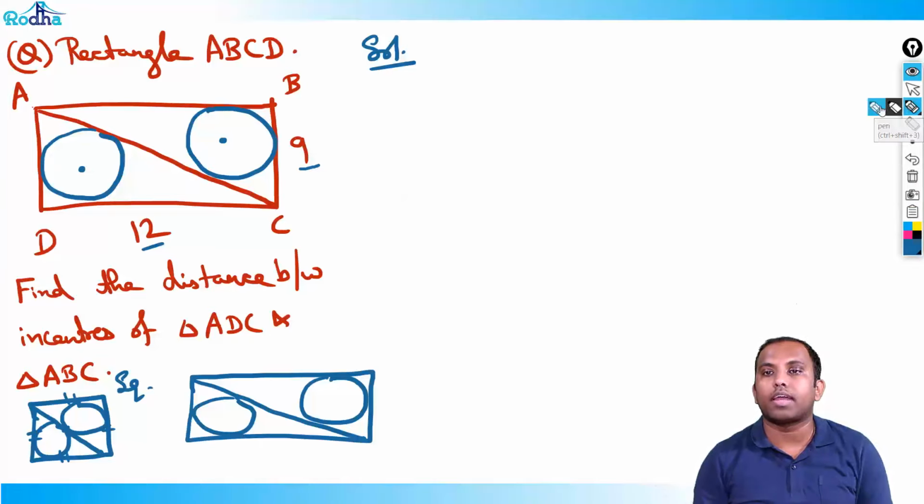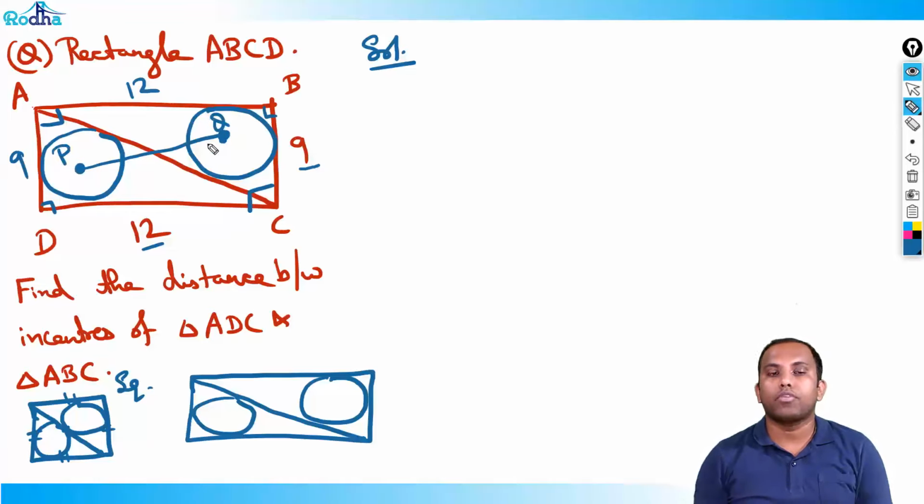Now since it is a rectangle, each angle is 90 degrees, and opposite sides of a rectangle are equal. So this is 9, this is 9, this is 12, this is 12. Okay, fine. Now I need to find the distance between the incenters. Let's join this line. I need to find this length, call it PQ.